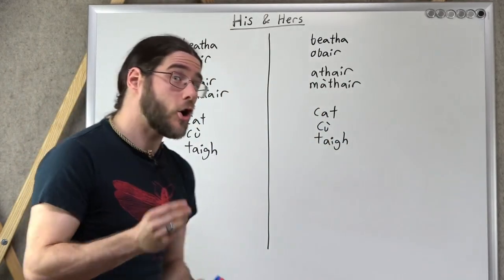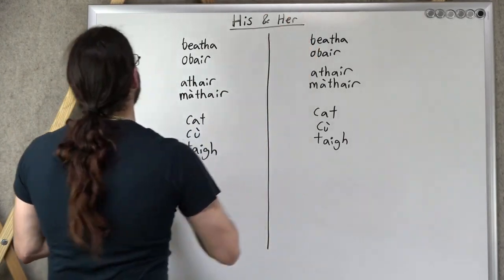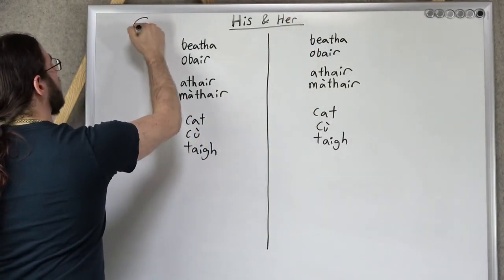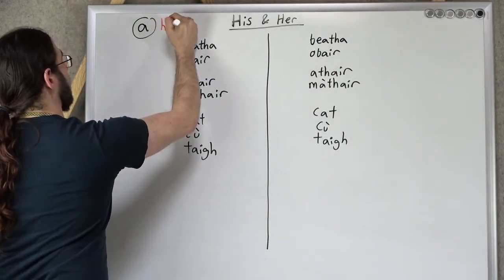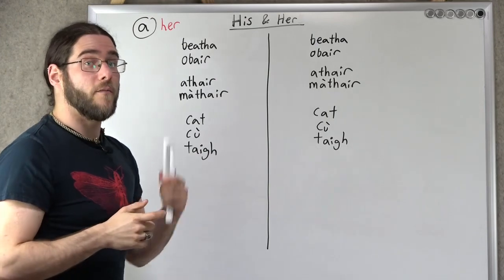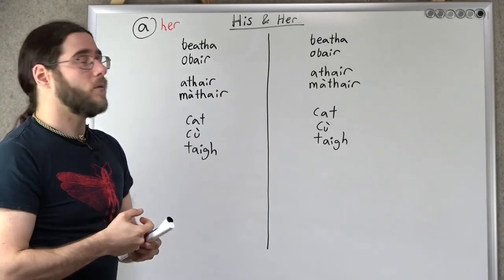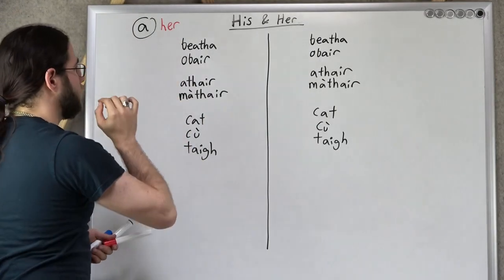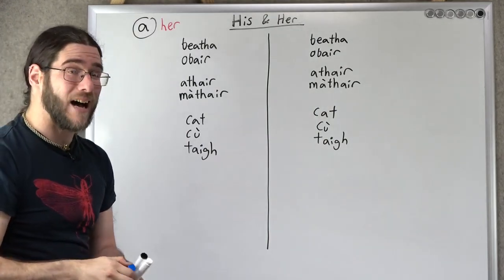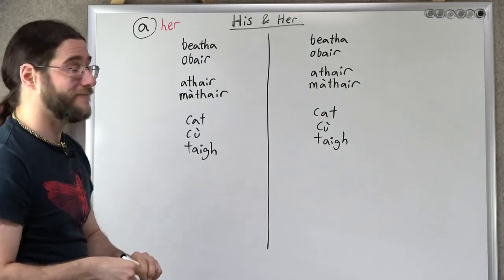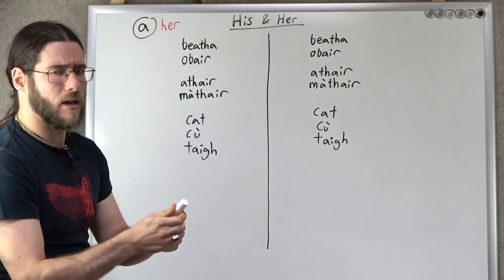So to say hers, or her, really, we're looking at her, we're going to use the letter A. A. This means her. There are other meanings to the letter A. It depends on the context. But in this context, we're going to use it meaning her. So, a, her. And what we're going to do is we're going to put this a in front of these words. Okay.